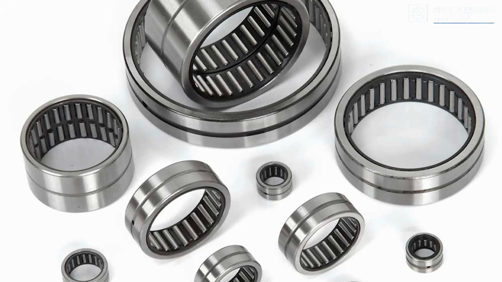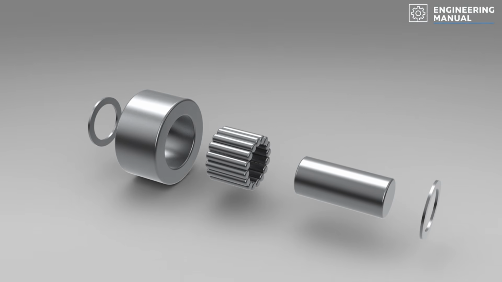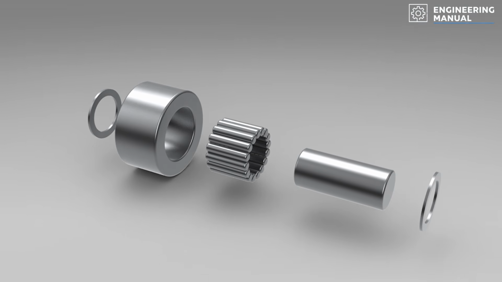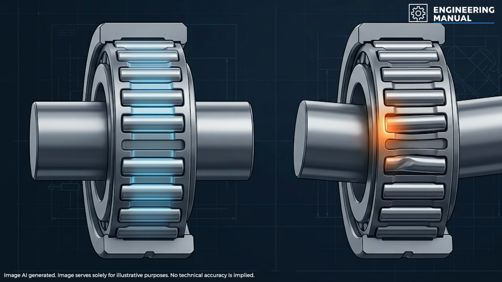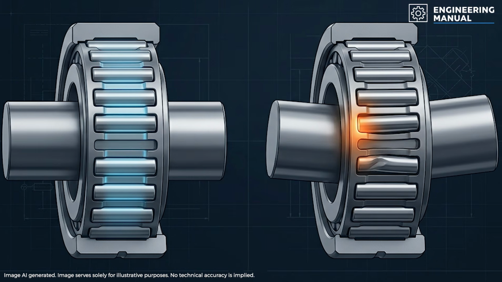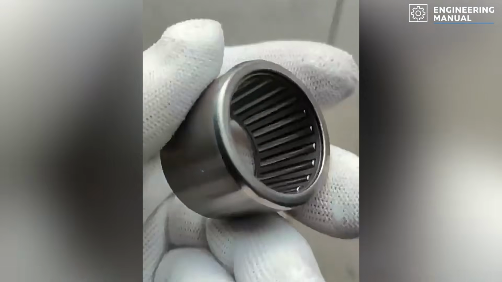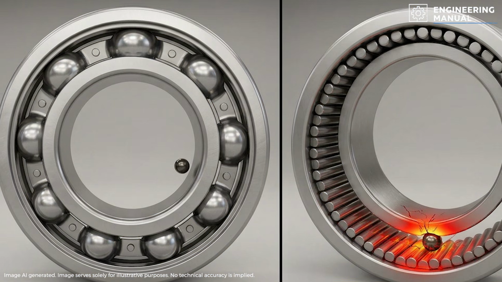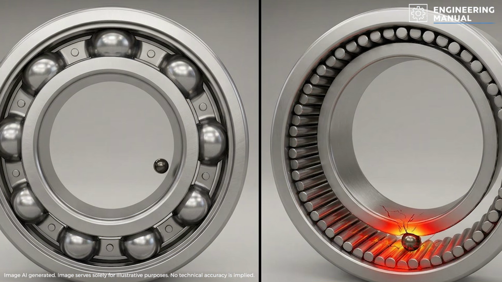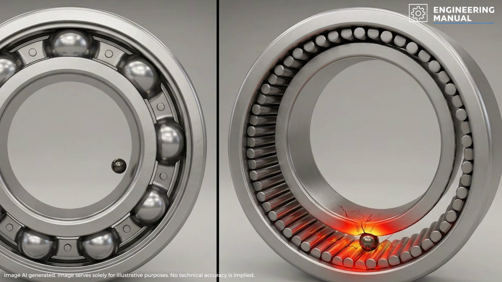But geometry always demands payment. Because the rollers are so long, they become highly sensitive to shaft deflection. Even slight bending concentrates force along only part of each roller instead of distributing it evenly. Contamination becomes another serious concern. A particle that might pass harmlessly through a ball bearing can produce severe local stress concentrations inside a needle bearing.